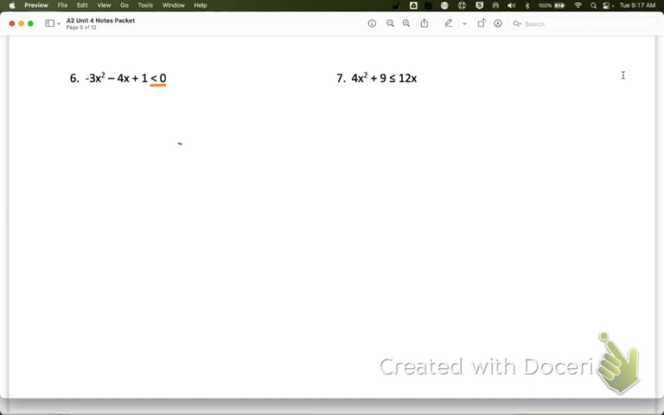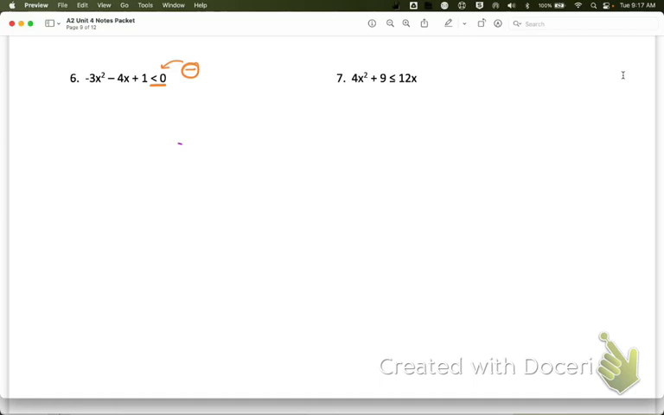Now, this one, the inequality is less than 0, and again, if it was greater than 0, we'd be looking for the positive sections of the graph. So it really doesn't matter. But for here, just like the first one we did, we're looking for negatives. Greater than 0 would mean we're looking for positives when we're looking at the sections.